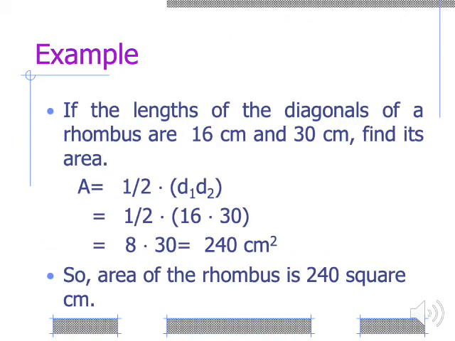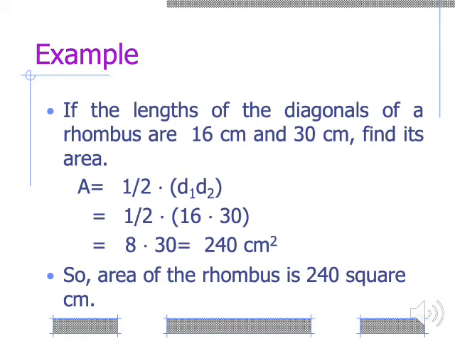Example, if the lengths of the diagonals of a rhombus are 16 and 30, so this time we're given D1 and D2, 16 and 30, and you are asked to find its area. So area is 1/2 the product of D1 and D2, which is 1/2 of 16 times 30, so that is 240. So it's easier, you can multiply 16 times 30 and divide it by 2. You will get the same 240. So the area of the rhombus is 240 square centimeters.